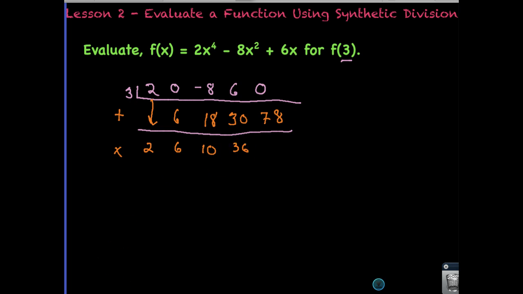Oops, we don't get 78. Sometimes you might have to use your calculator or check your math. 6 times 3 is 18. If we carry the 1, 3 times 3 is 9, plus 1 is 10. So we get 108. 0 plus 108 is just 108. But still much simpler than evaluating by substitution. So the answer to this last one is 108. If we evaluate this function for f of 3, we get 108.